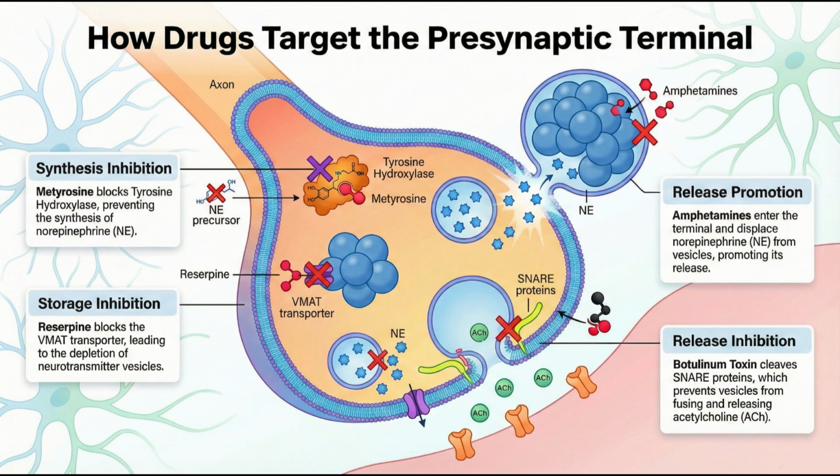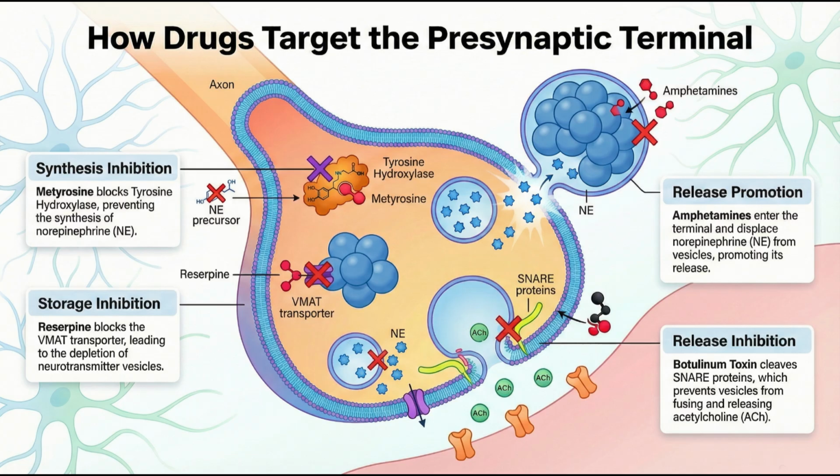Okay, step 3, release inhibition. Botulinum toxin, or Botox? Botox is a release inhibitor. It's a protease, an enzyme. It actually gets inside the presynaptic nerve terminal and it physically cuts the SNARE proteins. The winch, the zipper we talked about earlier. Yes. If you cut the winch, the vesicle cannot dock and fuse with the membrane.